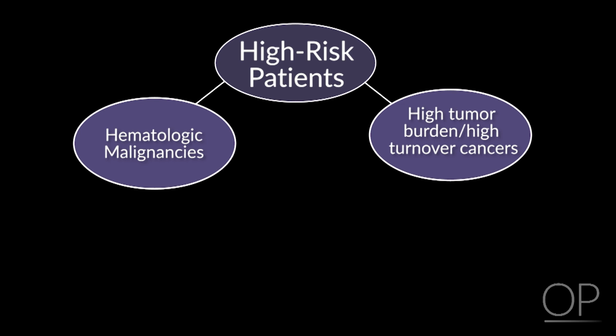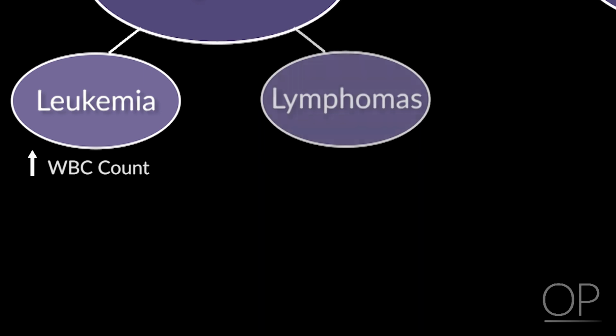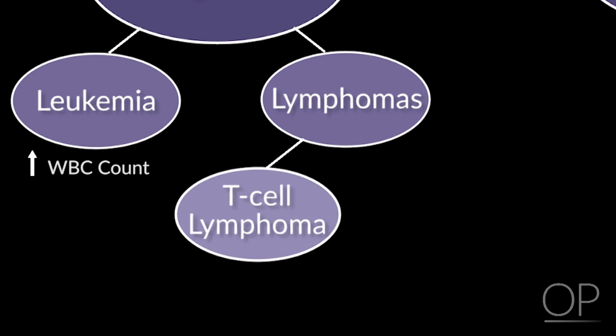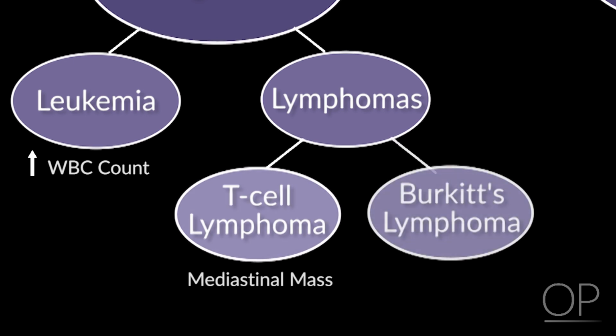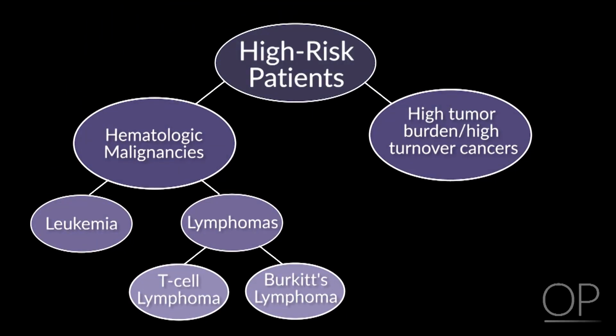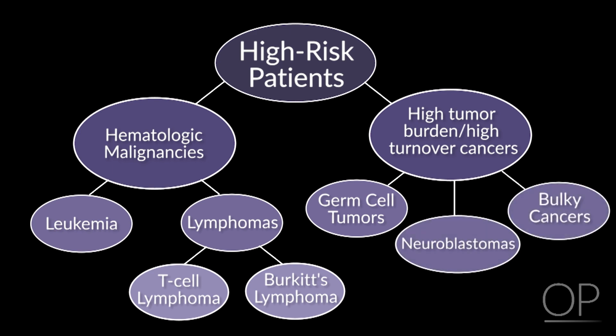So let's go through a little bit more of the specifics. The groups that we worry most about, as I mentioned earlier, within our hematologic malignancies or blood disorders, are those with leukemias, particularly those with high white counts, and those with lymphomas. And there are two types I want you to remember: T-cell lymphomas, especially those with a mediastinal mass, and Burkitt's lymphoma. And for the less well-known groups that can potentiate tumor lysis syndrome: germ cell tumors, neuroblastomas, and those that are quite bulky in nature.